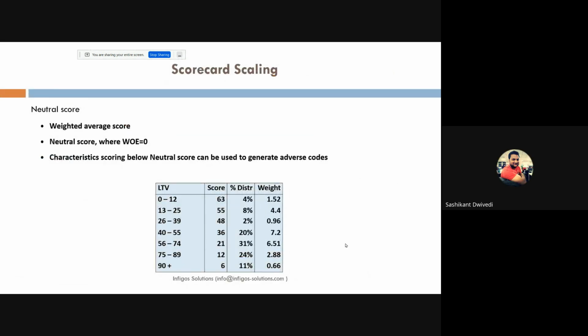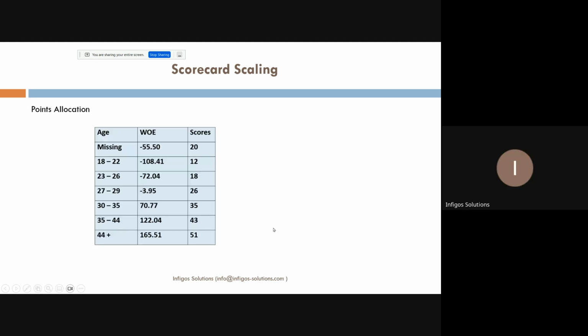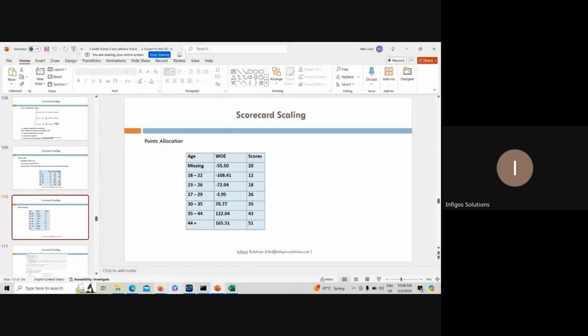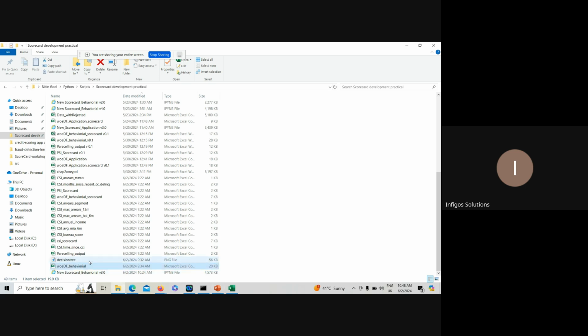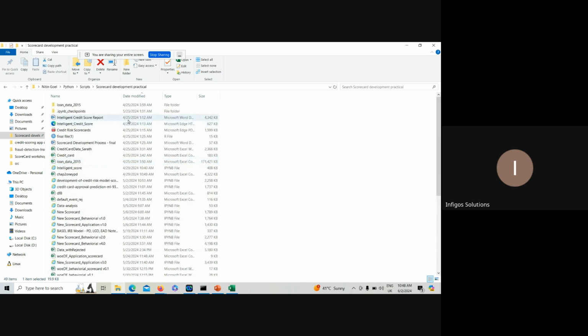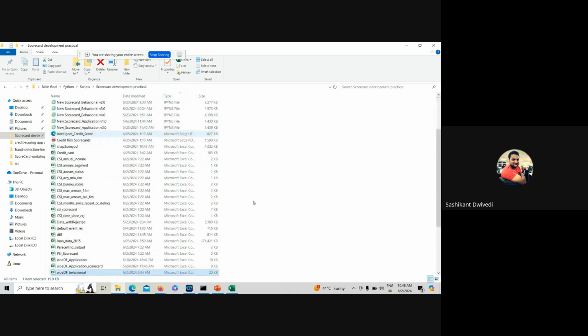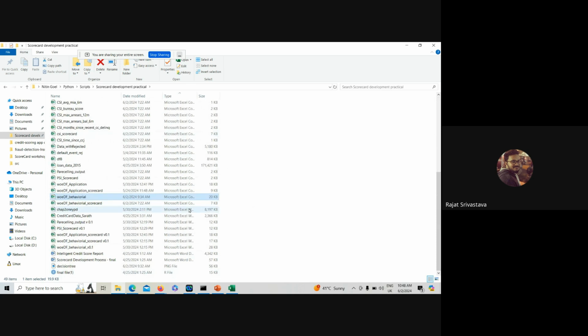What is this weight column here, Nitin? Like in the table, the last column, weight. What does it signify? This particular thing I wanted to remove, but I had left it. Okay. But this is how mapping is done from weight of evidence to score. And this neutral score serves as a rejection score as well: if the score is lesser, the application would be rejected.